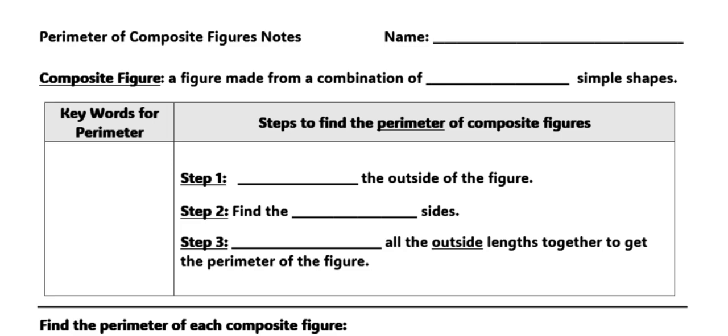All right, here we get to learn about the perimeter of composite figures. So you've definitely heard the word perimeter before. It means the border of a shape, the distance that goes around a shape. A composite figure is more than one simple shape put together.